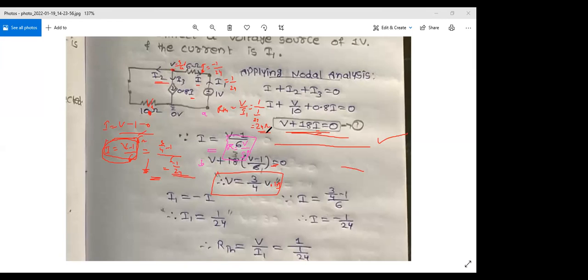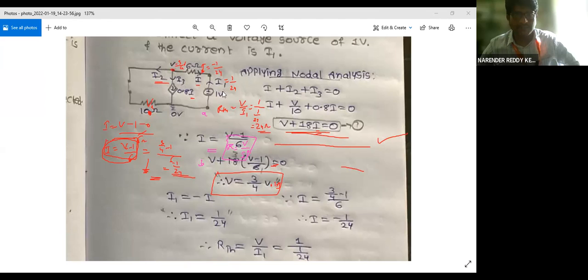Yes, sir. So what we are trying to do here, what's the need for using a test source here? Why do we use this source? Can I get the same value if I use a voltage source of 10 volts here? Will that be okay?